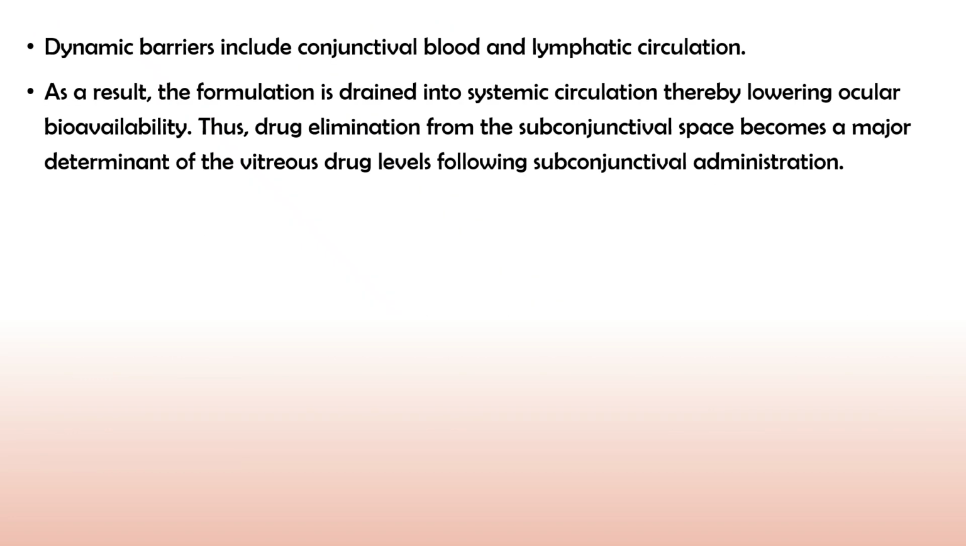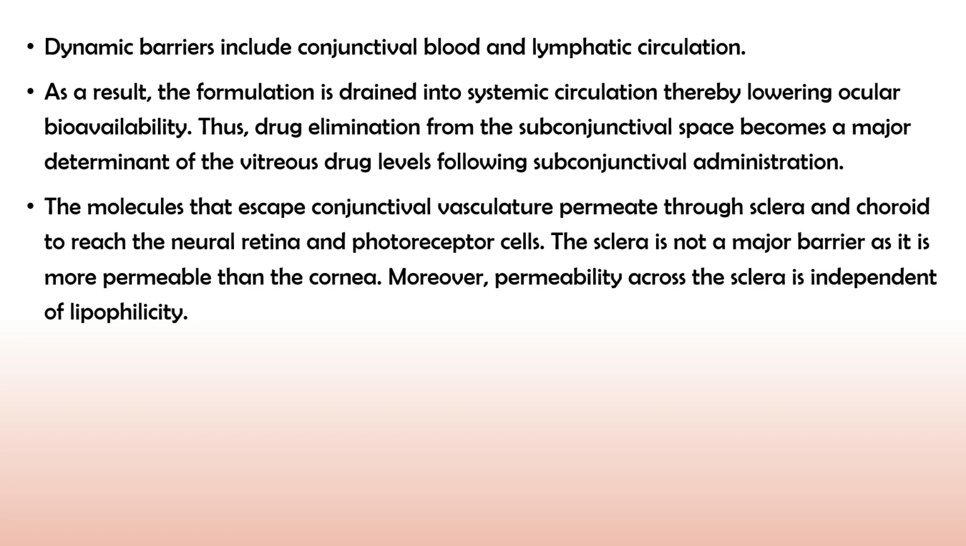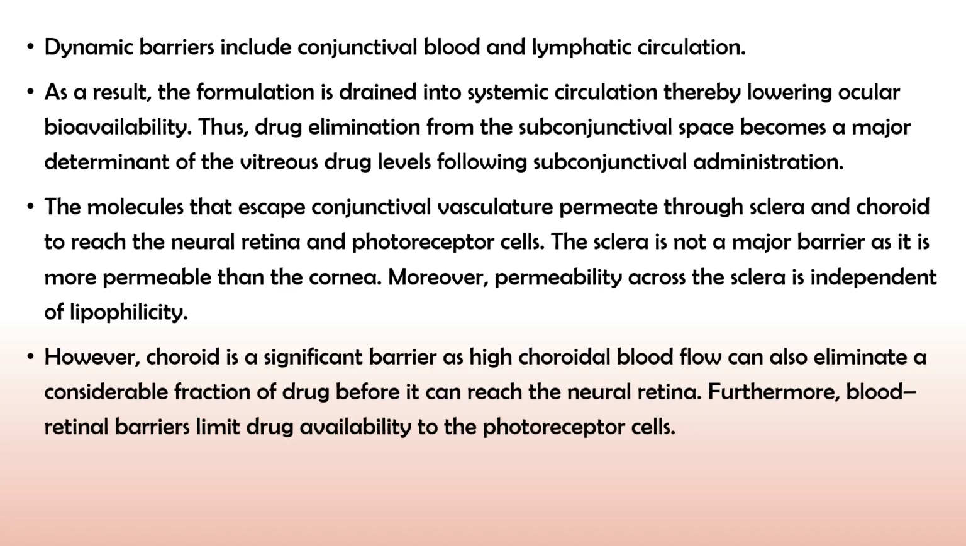Dynamic barriers include conjunctival blood and lymphatic circulation. We have seen this: the formulation goes into the systemic circulation, thereby lowering the ocular bioavailability. So drug elimination from the subconjunctival space becomes a major determinant of the vitreous drug level following its administration. The molecules which escape this conjunctival vasculature permeate through the sclera and choroid. Now the sclera is not much of a barrier, and permeability through the sclera is independent of lipophilicity. But the choroid contains high vasculature, and drug is lost through systemic absorption.